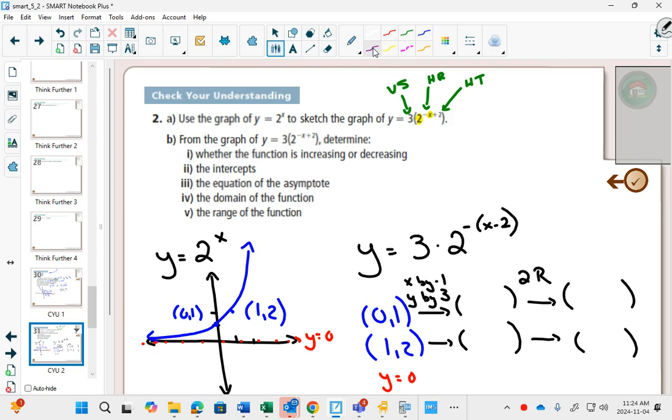So let's see where these points end up. This will be 0 and 3. This will be negative 1 and 6. And 2 to the right will be 2 and 3 and 1 and 6. Then our asymptote: since your asymptote starts at 0, do you see that multiplying it by anything will never make a difference? The only thing that's going to make a difference is if your asymptote gets moved up or down. We're not moving up or down at all, so we still have an asymptote at y equals 0.